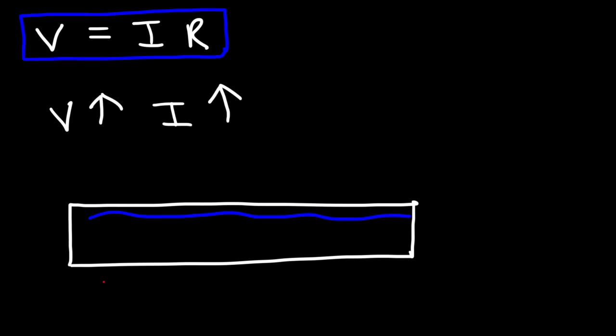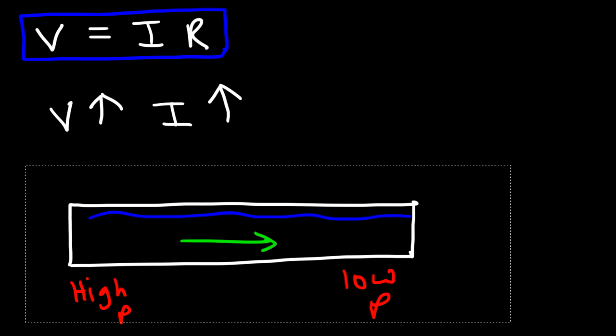Now, what's going to happen if you increase the pressure on this side? Let's say on the left side, the pressure is high. And on the right side, the pressure is low. But imagine this pipe is completely filled with water. So we really don't have any space here, it's just filled with water. If the pressure on the left side is high, then the water is going to be forced to move in one direction. It's going to flow from a region of high pressure to a region of low pressure. And the same is true with voltage.